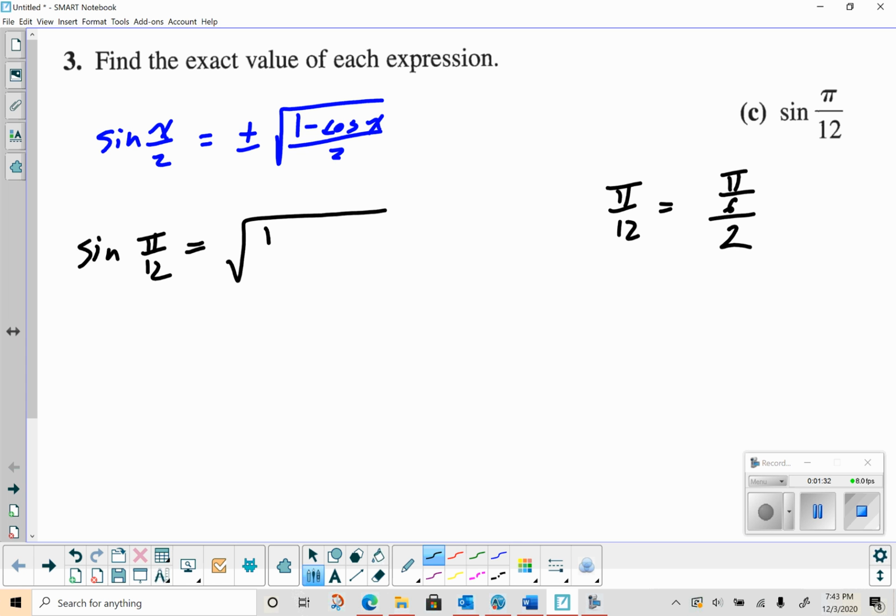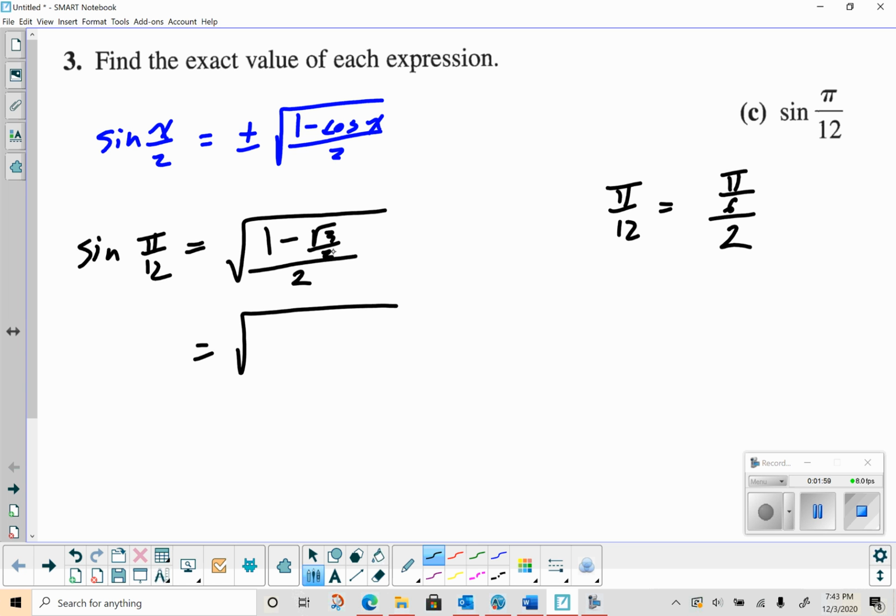So then I need 1 minus, I'm going to use pi over 6 here, so I need the cosine of pi over 6, which is square root of 3 over 2, and then again, all of that is over 2. Okay, so that's a substitution using my half angle formula. Now, the struggle here is to simplify.